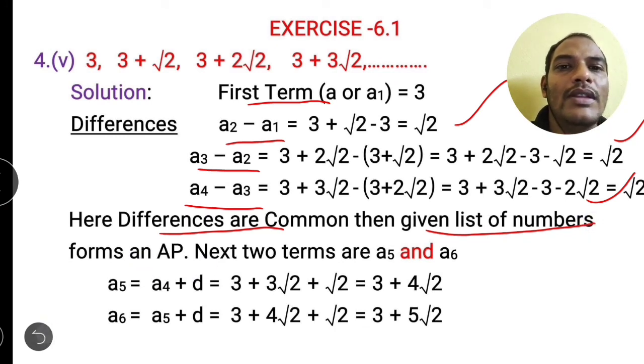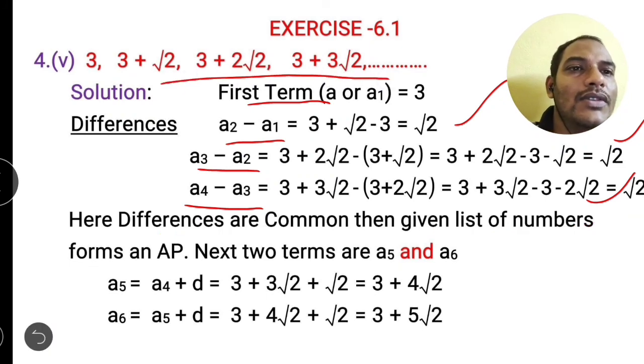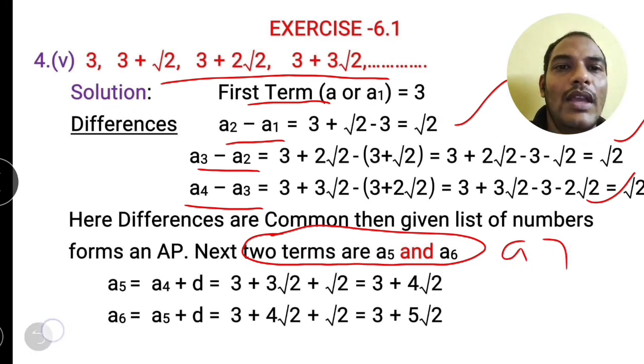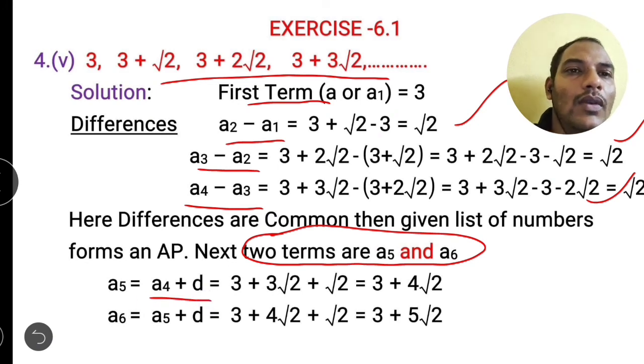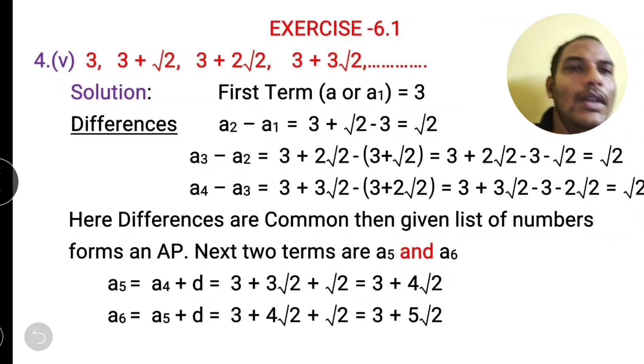In the given list, how many terms are given? Total 4 terms are given. So then the next 3 terms. Sorry children, here I found only 2 terms. Actually we have to find 3 terms: a5, a6 and a7. Let us find a5. a5 means a4 plus d. What is a4? 3 plus 3 root 2, plus d. What is d? The common difference is root 2.